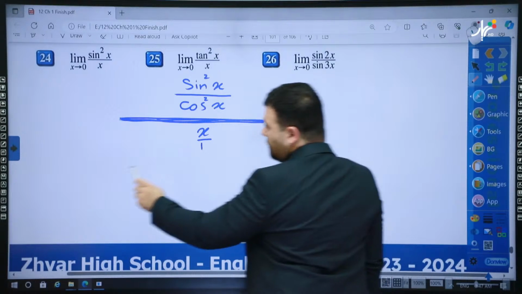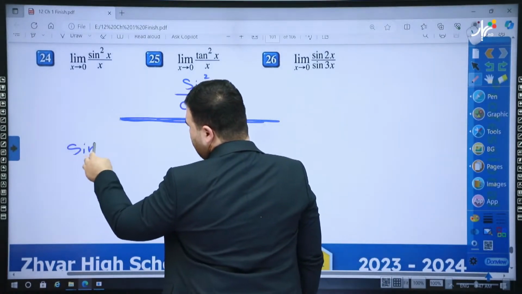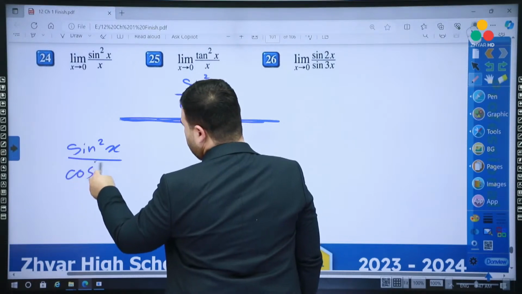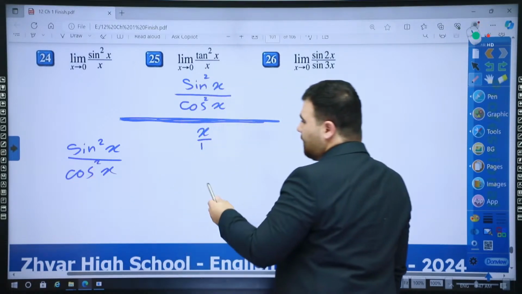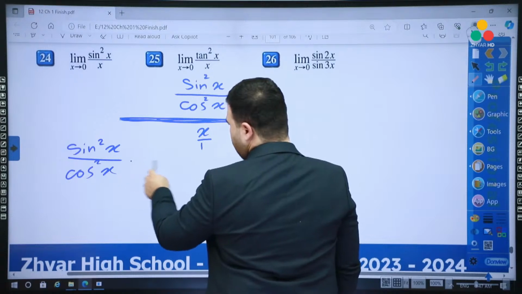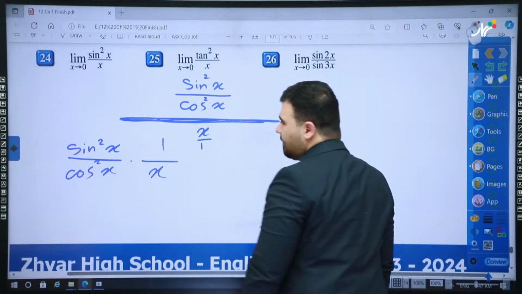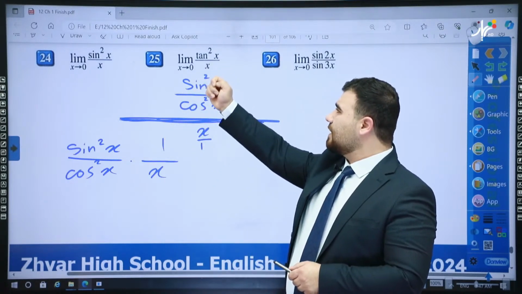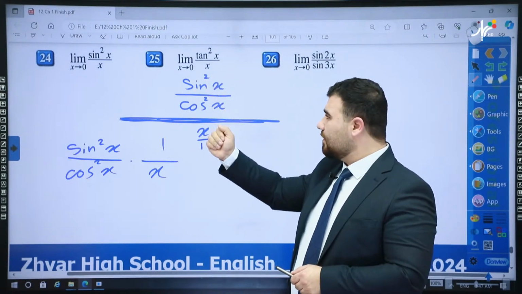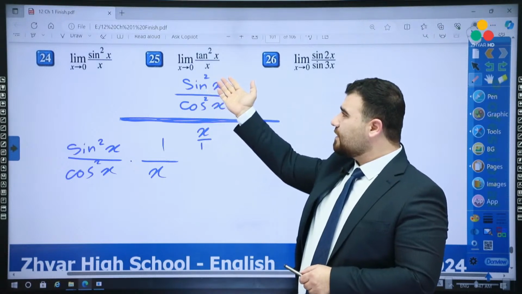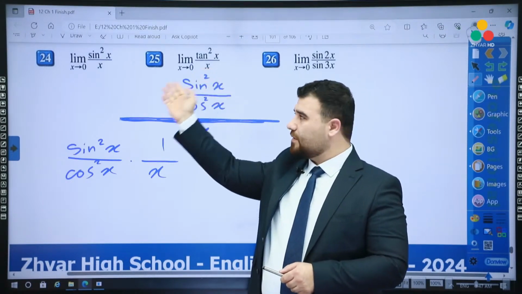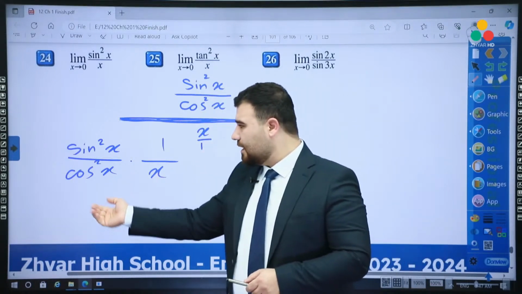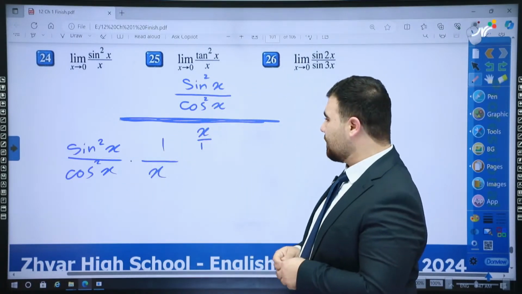Now keep the first fraction, sine squared x over cosine squared x, and flip the other fraction, 1 over x. This one, if I had put 0 in place of x, it would be 0 over 0. Then the way that we study later using derivatives works on these questions as well. Especially for this one, we can do it in this way or the other way that we study later.